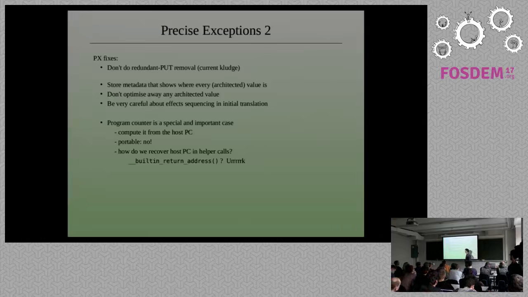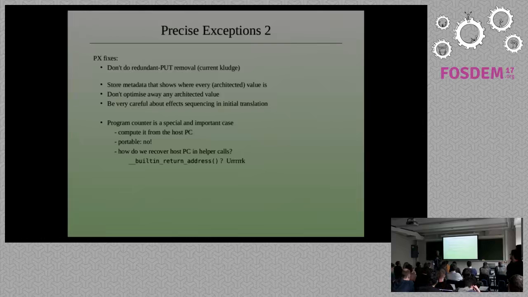So the more general solution is to create some kind of table when you're creating these translations which tells you where every value is, or where the value of every register is. It's either in the guest state or it's in some host register, or maybe it can be computed by doing the following magic recipe. You need to be careful that you actually don't remove computations, the value that computes any particular register, because then you can't restore it ever.